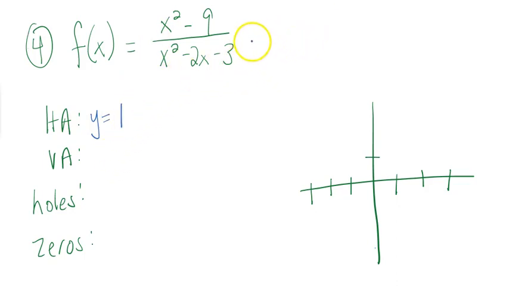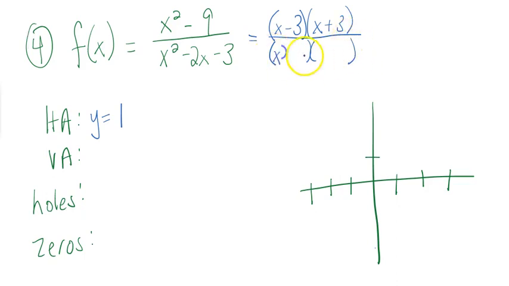Now, to find the others, I need to factor, and the top is your difference of perfect squares. So that should factor to x minus 3 and x plus 3. The bottom is your trial and error factoring, where we use the x factor. So that's going to factor to x minus 3 and x plus 1.